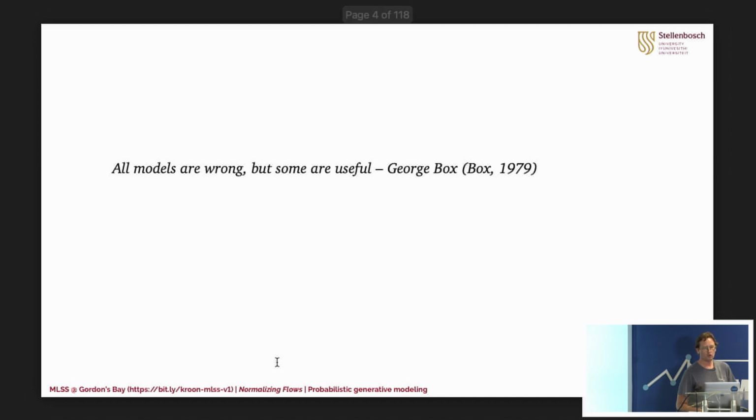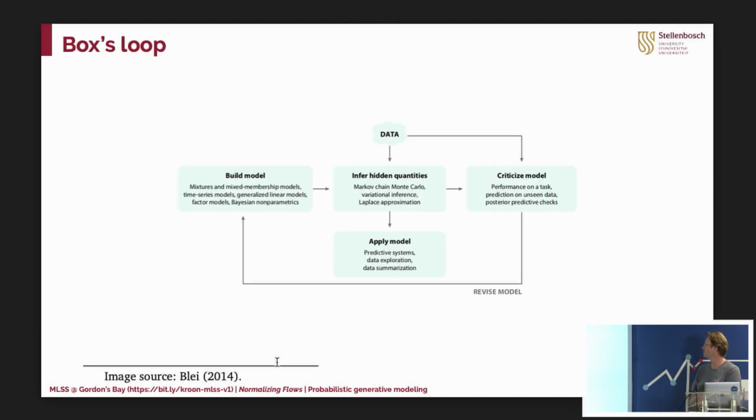George Box famously wrote that all models are wrong, but some are useful. And this same George Box inspired the idea of Box's loop, which was presented in this paper by Dave Blei in 2014. This captures the challenges we have when trying to build models, why we want to build models, and how we should be going about building and maintaining these models.